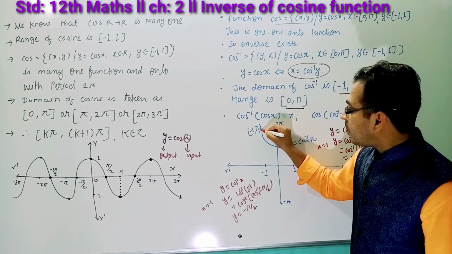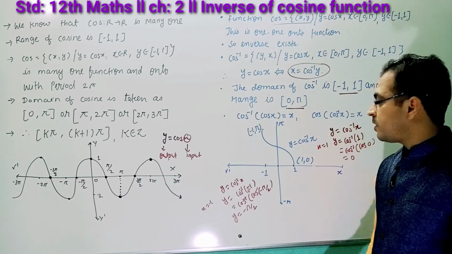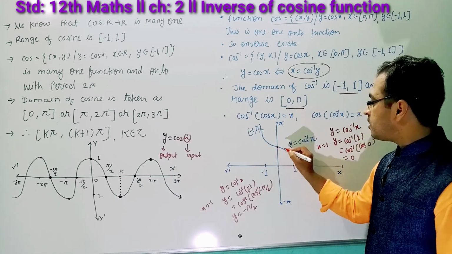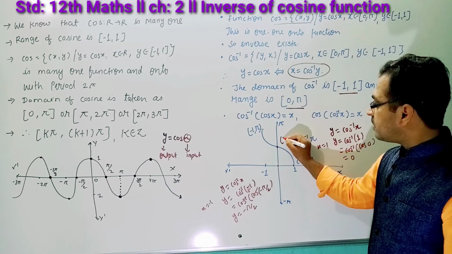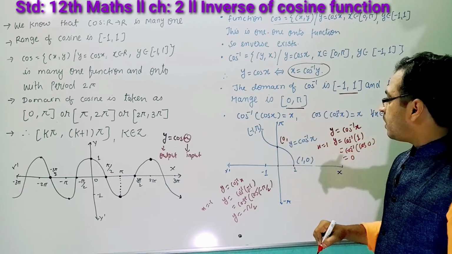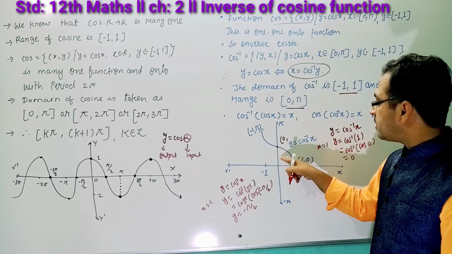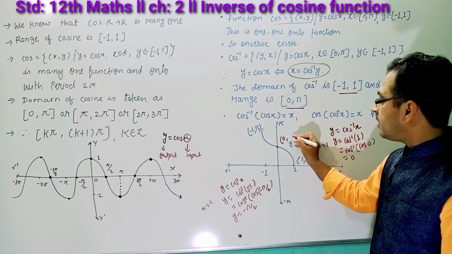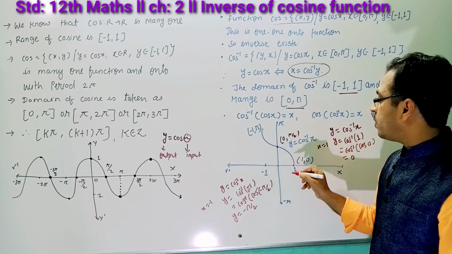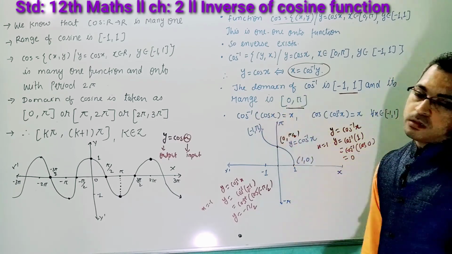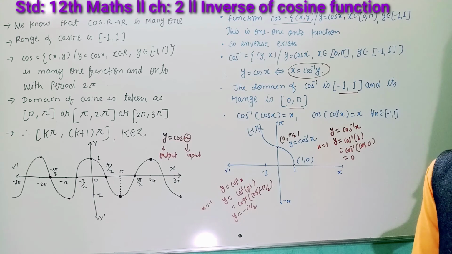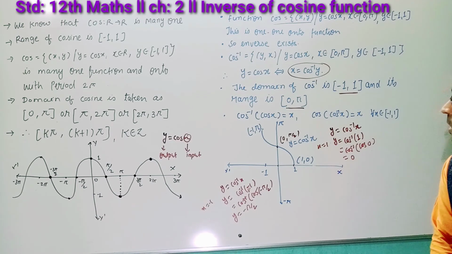So another point we are getting over here, and this is the point where x is 0 and y is what, student? This is 90 degrees, right? This will be pi by 2. So in this way we are plotting the graph of the cos inverse function, right students?